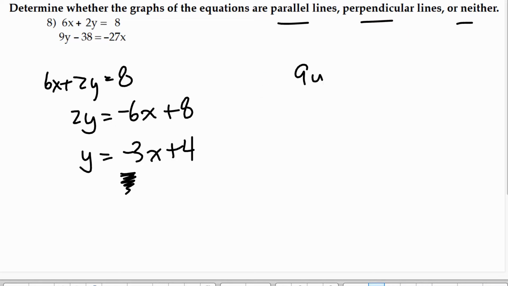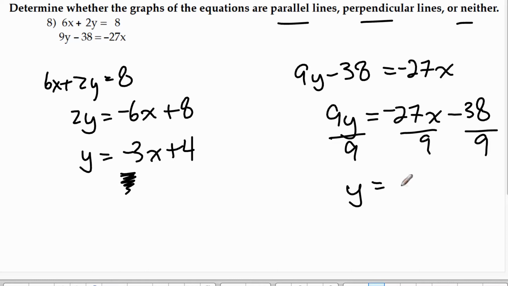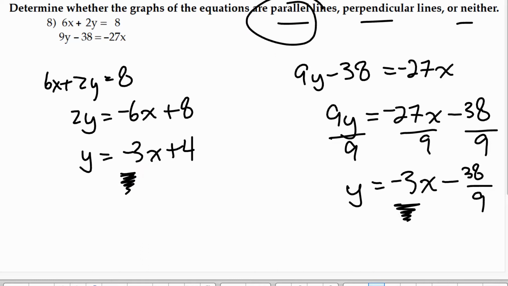Okay, so here's 9y minus 38 equals negative 27x. I have to push the 38 to the other side, so it'll be 9y equals negative 27x minus 38. Now divide everything by 9. Ooh, that's an ugly one. Y equals negative 3x minus, that won't simplify, I'll just leave it as 38 over 9. But notice the slope here and the slope there are the same. Therefore, the lines are parallel.